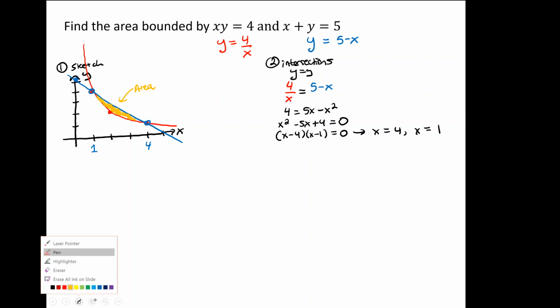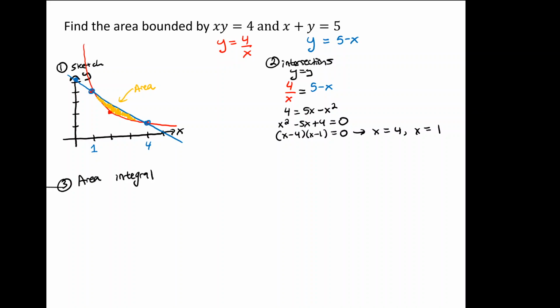Okay, step 3. Area integral. Area is the integral from 1 to 4 of the top function minus the bottom function. So integral from 1 to 4. The top function is the blue one, higher y value, 5 minus x. The bottom function is 4 divided by x.